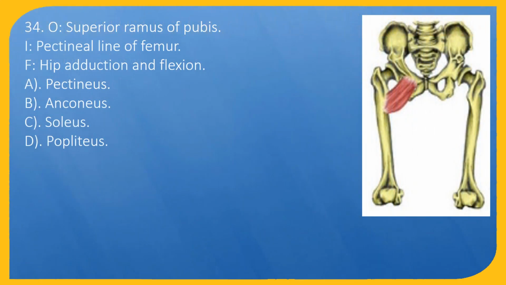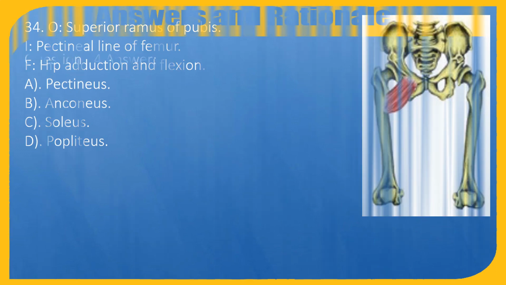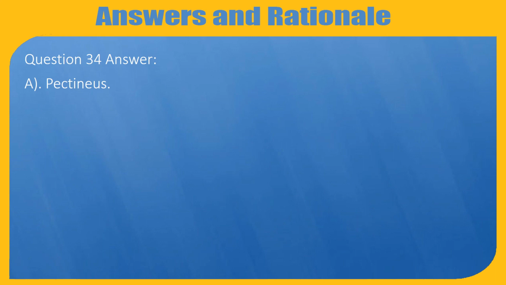Question 34. Origin: superior ramus of pubis. Insertion: pectineal line of femur. Function: hip adduction and flexion. A. Pectineus. B. Anconeus. C. Soleus. D. Popliteus. Question 34, answer A. Pectineus.